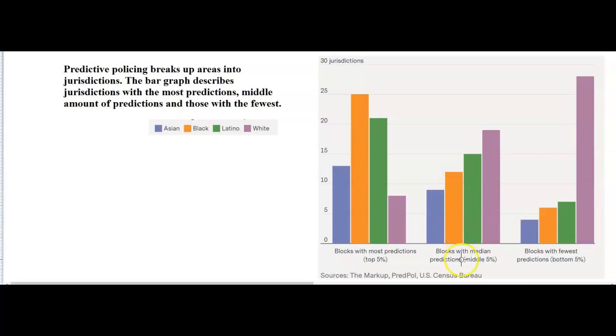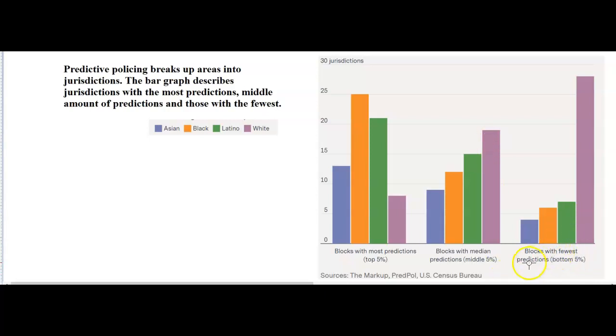Going down to the next block of bars, we see in the middle 5% about 8 Asian predominant jurisdictions, maybe 11 or 12 where Black was the predominant community, about 15 for Latino, and maybe 19 white communities were in that middle 5%.